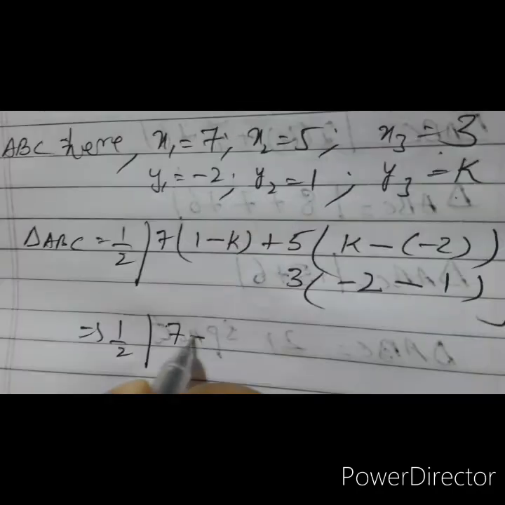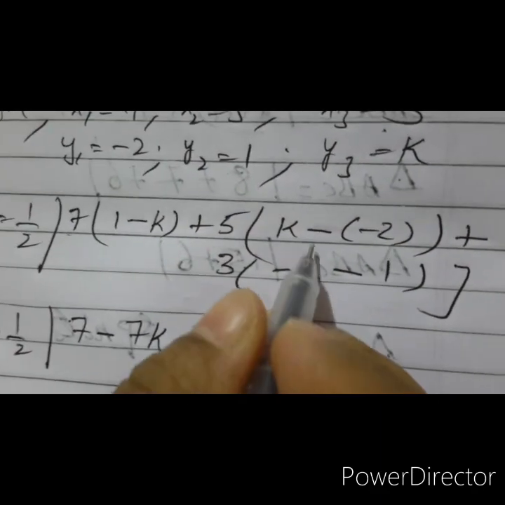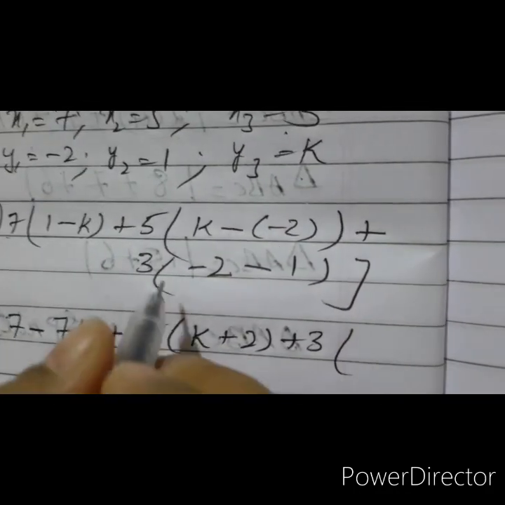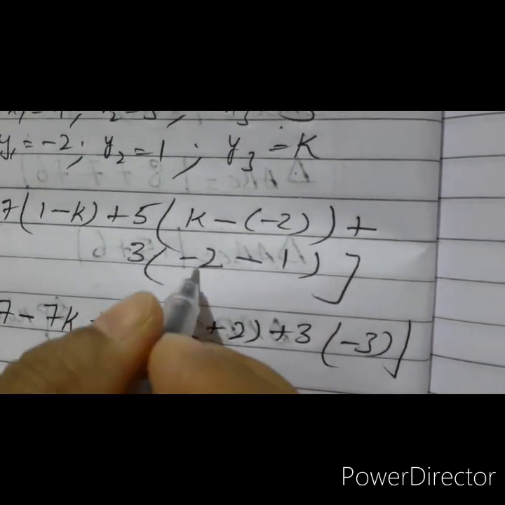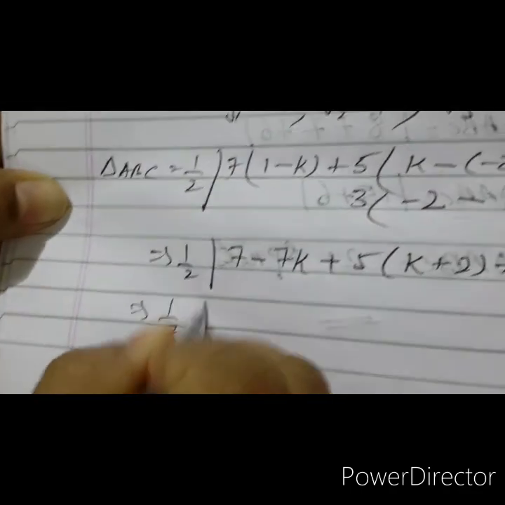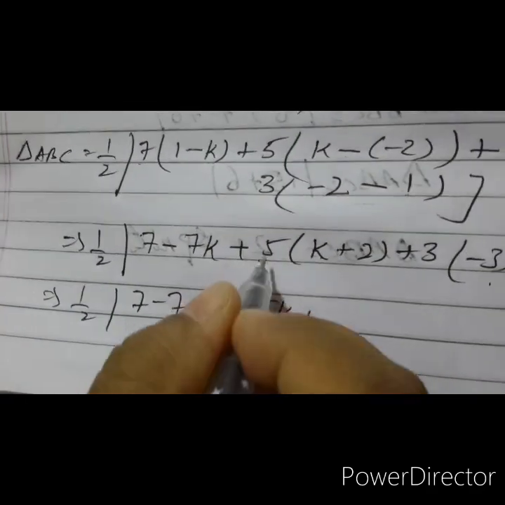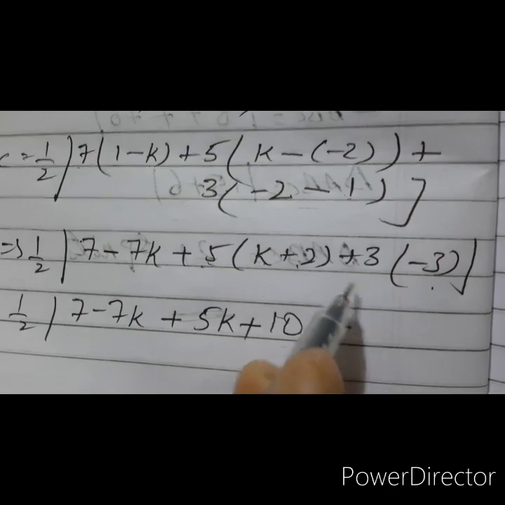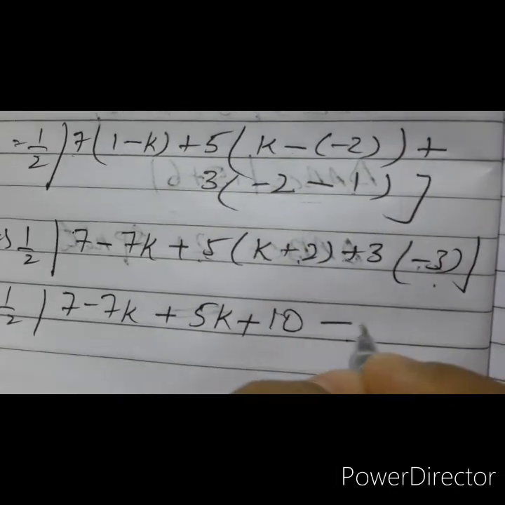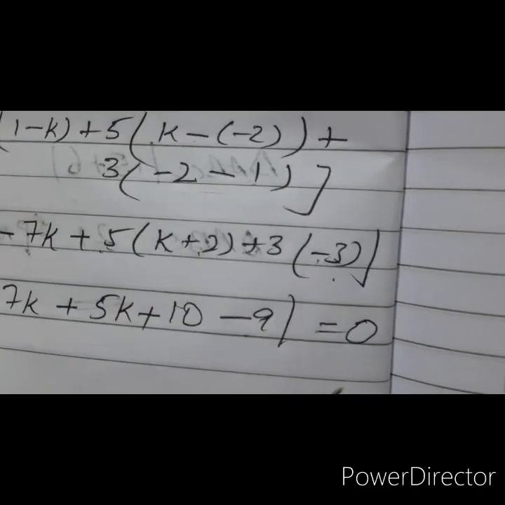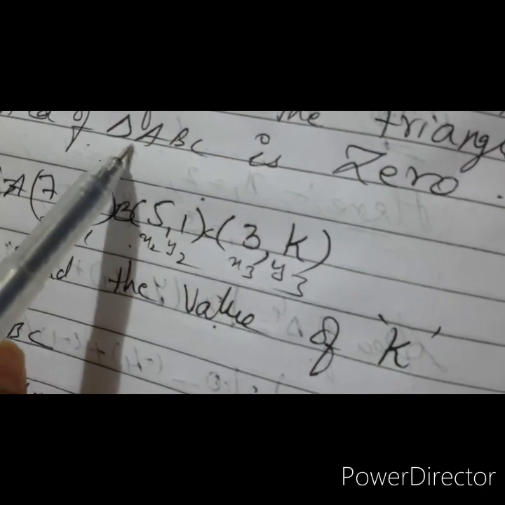7 into 1 is 7, minus 7k, plus 5 into k is 5k, minus into minus plus 2, that is 10, plus 3 into minus 3, which is minus 9. Now half of (7 minus 7k plus 5k plus 10 minus 9) equals 0. I am writing this because the points are collinear, no? Area of triangle ABC equals 0. I have said here area of triangle ABC is 0. Fine. Now continue.